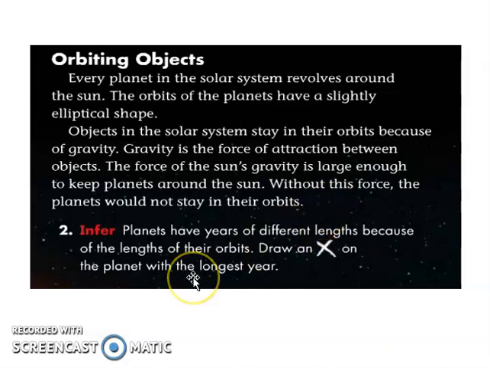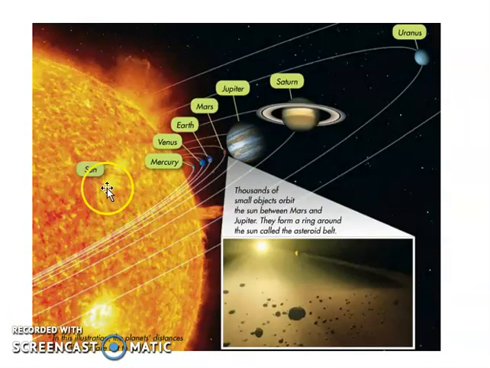So in number 2, let's answer this one. Planets have years of different length because of the length of their orbit. Each planet, girls, has a different size and length of orbit. Draw an X on the planet with the largest year. If you look here, this is the arrangement of the inner planets: Mercury, Venus, Earth, and Mars. Each line is the orbit, and each line has a different size and length.